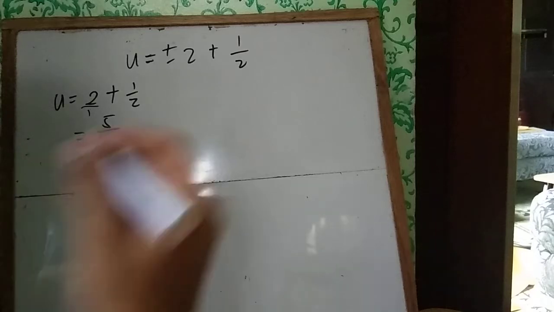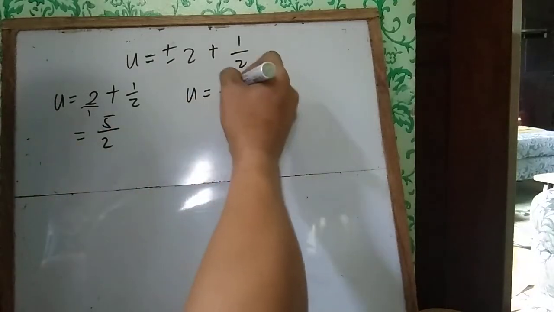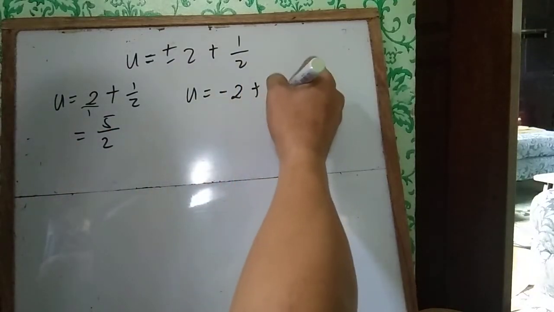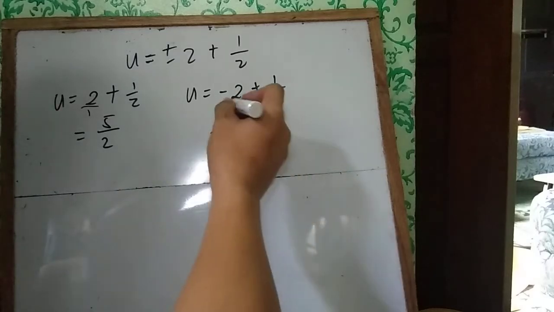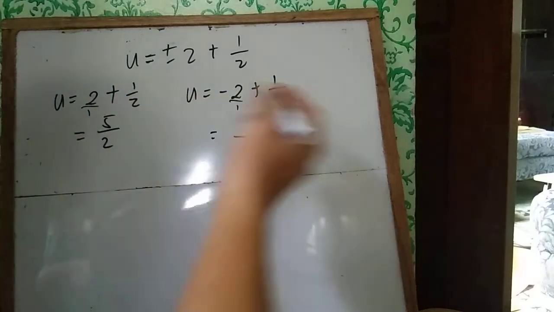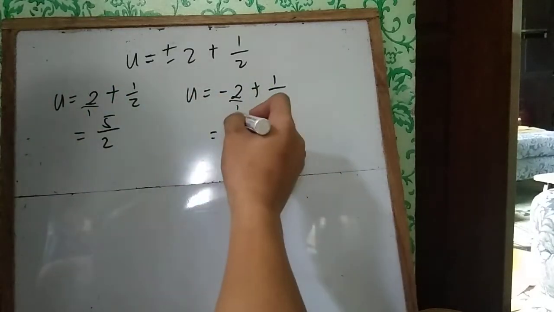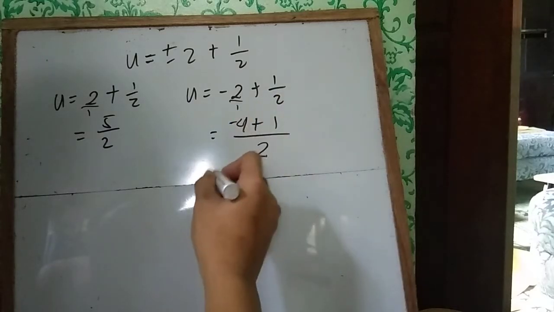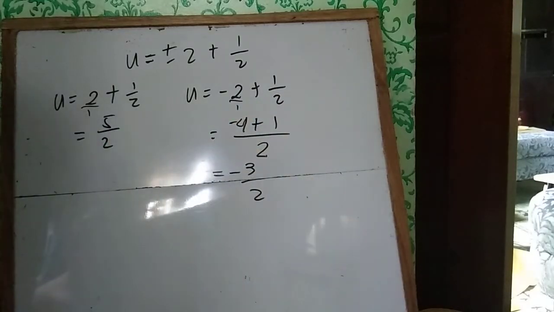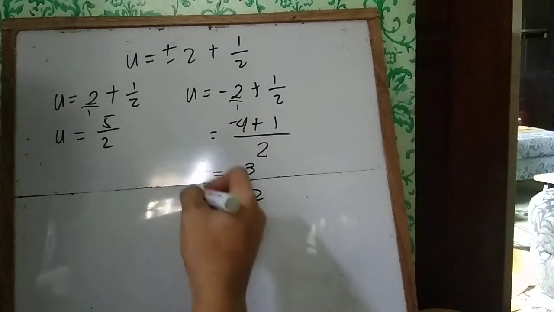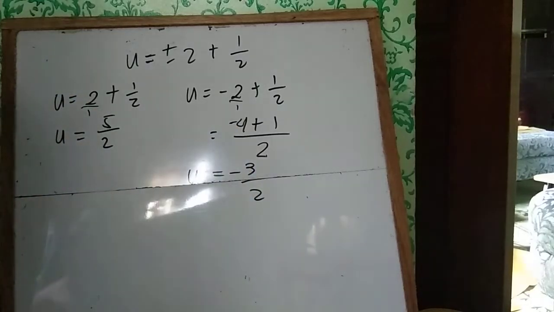Next is for u is equal to negative 2 plus 1 half. Two times 1 is 2, 2 times 2 is 4. Cross multiply: negative 4 plus 1. So negative 4 plus 1 is negative 3 over 2. So we have two values: u is equal to 5 over 2 and u is equal to negative 3 halves.